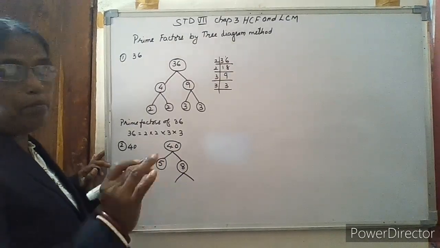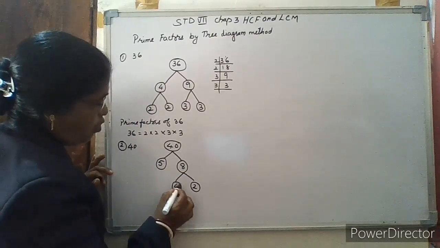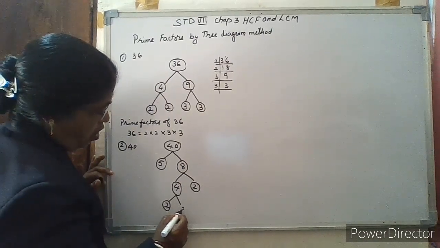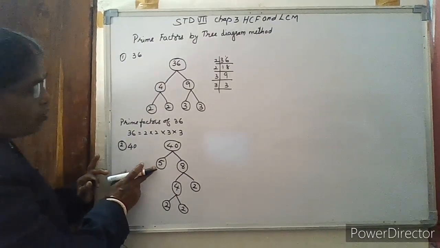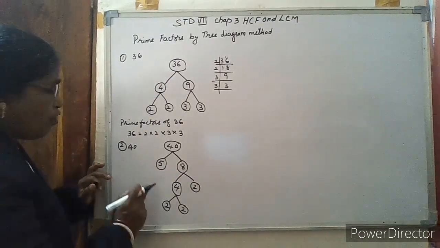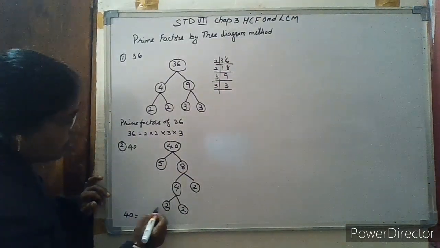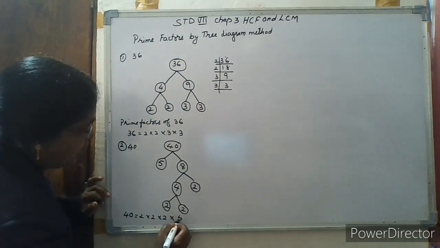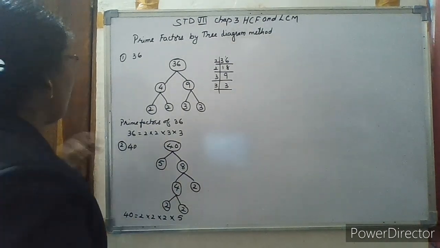8 is not a prime number. 4 twos are 8. This 4 can be factorized again, so 2 twos are 4. So these last numbers, see here, the prime factors 5, 2, 2 and this 2. We can write them in ascending order. So the prime factors of 40 are equal to 2 into 2 into 2 into 5. 2 fours are 8, 8 fives are 40. So these are the prime factors of 40.